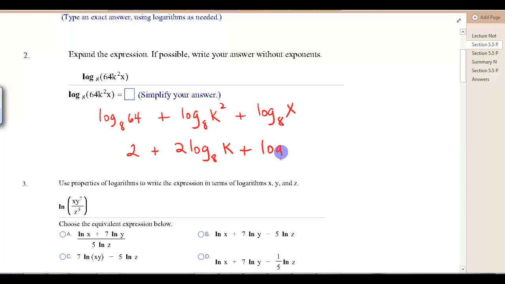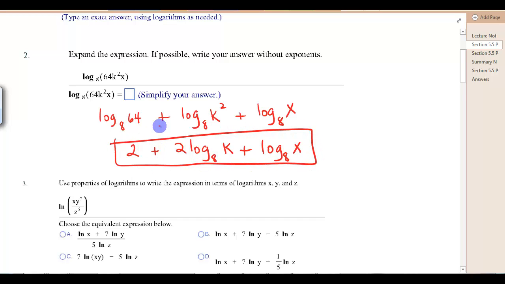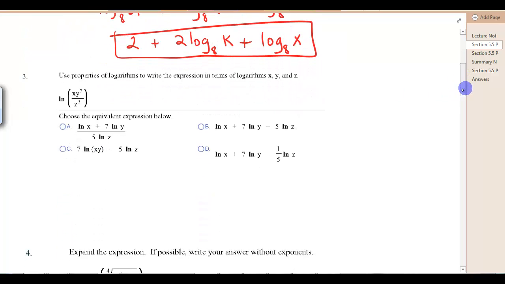And we have log base 8 of x. All right, this one's multiple choice, but we're just going to go ahead and work it, and then we'll try to match our answer.